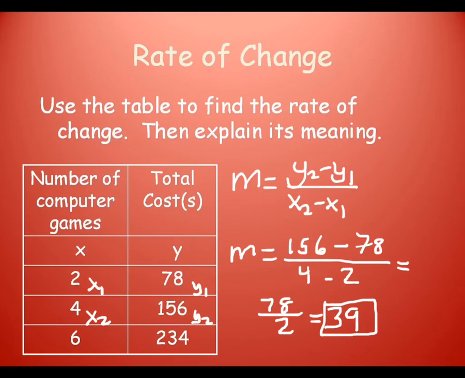That's the same thing as slope. I just have the x coordinates were the number of computer games and the y was the total cost. This is called the rate of change. And again, this slope formula is what we use for that.